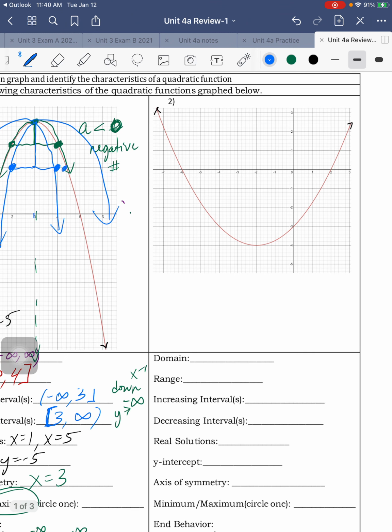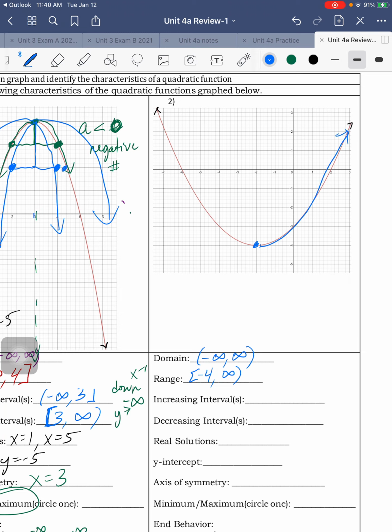All right, let's look at the second problem. The domain is negative infinity to infinity. It's left to right, it goes forever. For the range, the lowest y value is -4, and it's going to go up to positive infinity.